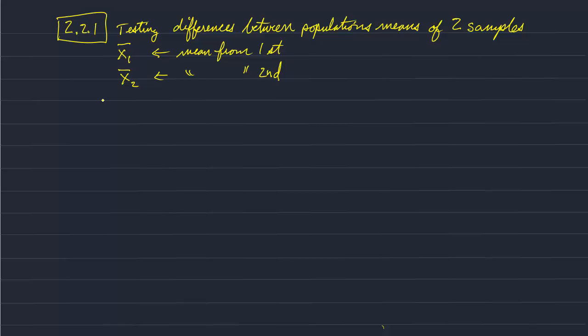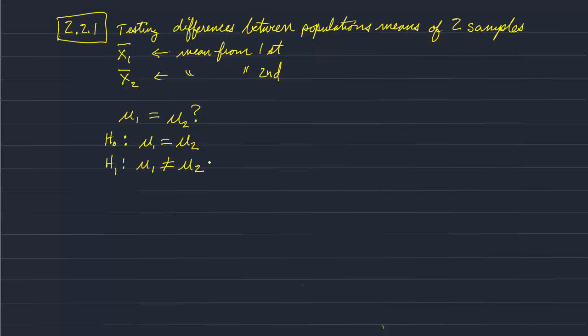So the question is whether the population mean that we sampled in our first sample is equal to the population mean from our second sample. Okay, so that's the question we're after. And so we need to formulate our hypotheses. So the null hypothesis in this example will be that mu1 is equal to mu2. And then likewise, the alternative hypothesis is that the two populations sampled have different means.